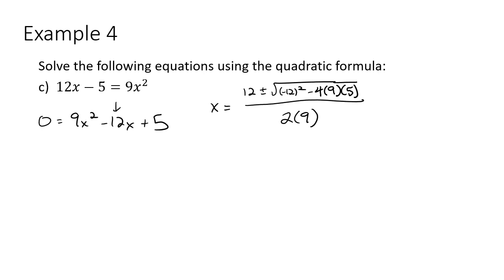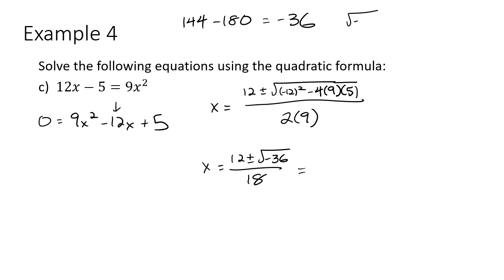So let's start by working out the inside of the square root. The negative 12 squared would give us a positive 144. The minus 4 times 9 times 5 would be a 20 times 9, so that would be a minus 180. And so if you subtract those two, you would get a negative 36. So this is 12 plus or minus the square root of negative 36 all over 18.